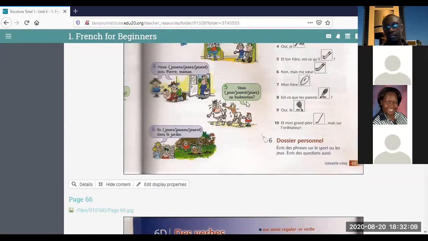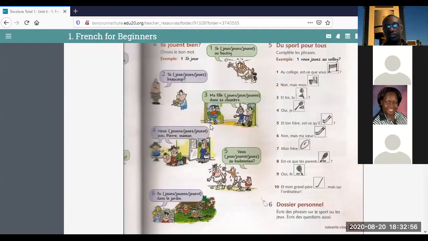Merci. Numéro 5, Wamboy. Vous jouez au badminton. We are playing badminton. What is nous? We. So vous is you, plural. Oui. Are you playing badminton? Très bien. Et enfin, numéro 6, Beryl. Il joue dans le jardin. He is playing in the garden. Très, très bien. Question? Pas de question.